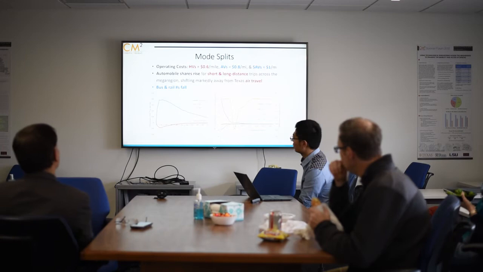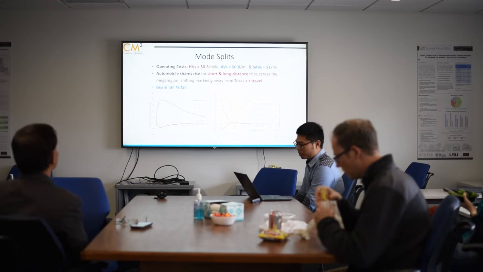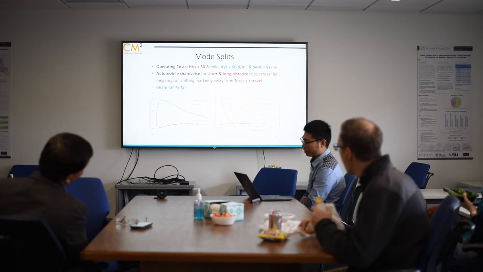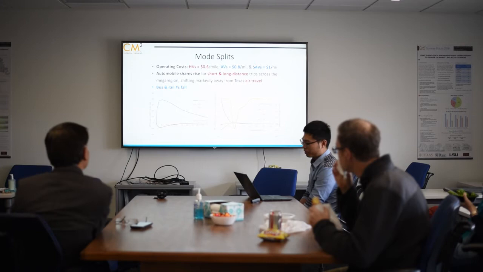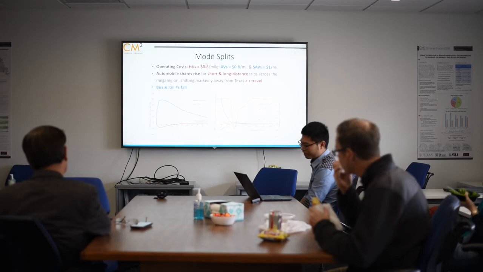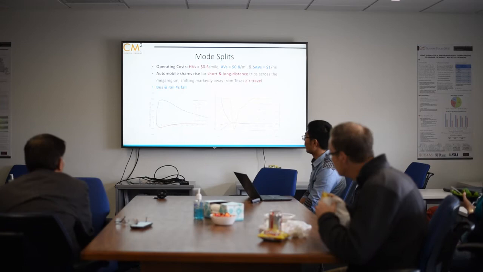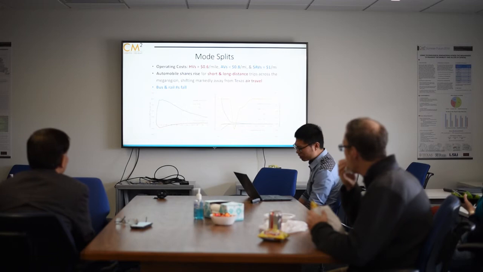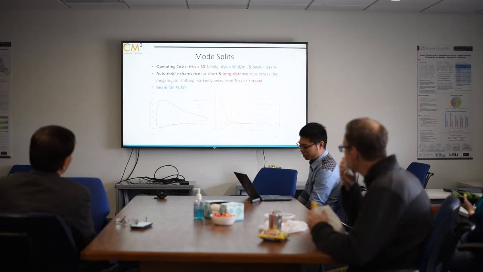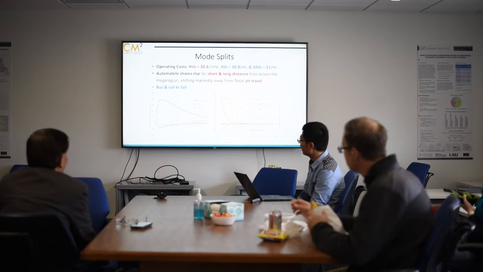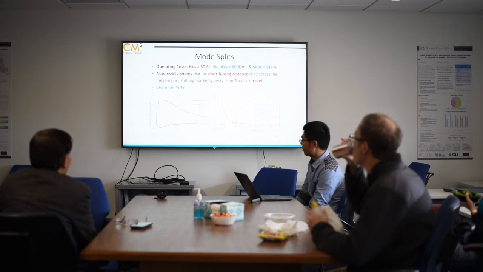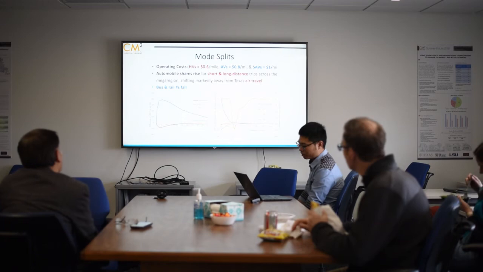We assume that the operating cost for a human-driven vehicle is $0.6 per mile, for an autonomous vehicle $0.8 per mile, and $1 per mile for shared autonomous vehicles. The graph shows the difference before and after the autonomous vehicles. The blue line is the sum of the human-driven vehicle and all the private passenger cars mode. We can see a big increase for trip distance less than 5 miles, and the amount of increase decreases with the increase of travel distance. We can also see decreasing bus and rail.